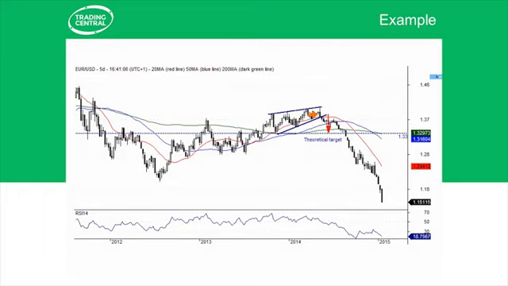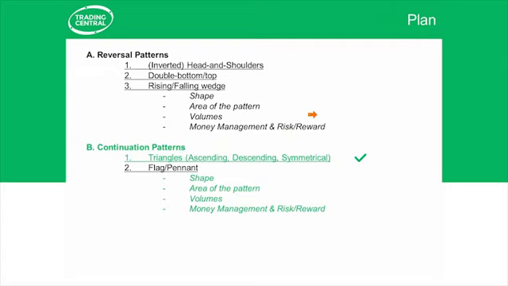Okay, so now we have discussed the most commonly used major reversal patterns. These patterns signal important trend reversals in progress. And as I explained at the beginning of this presentation, there is another class of pattern called continuation patterns. So let's have a look now at this type of pattern. We are about to speak about triangles, flag, and pennant.